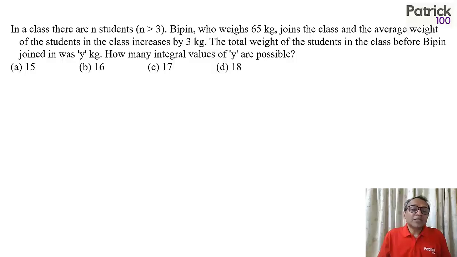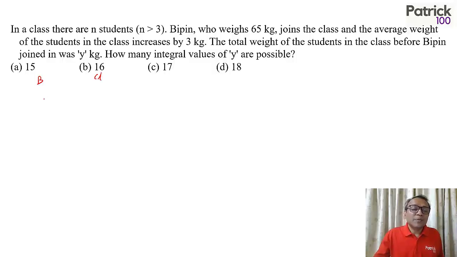So let's start. In a class, N students, Bipin, who weighs 65 kg, joins the class, and the average weight of students in the class increases by 3 kgs. The total weight of students in the class before Bipin joined was Y. You could do it by reverse allocation if you're comfortable with reverse allocation, or you can do it by forming equations. Either will do. So let's say Bipin along with whoever is already in the class.